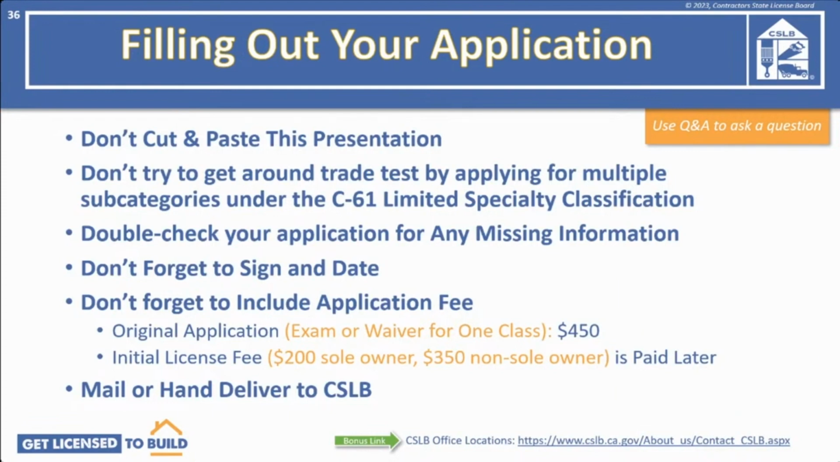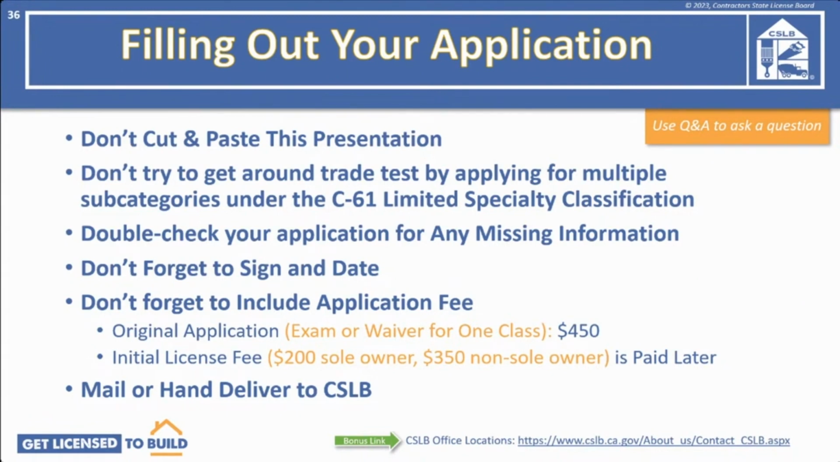One other note, CSLB gets more than 1,000 applications each month, so our application processing staff has seen it all. We've got 2 pieces of advice. First, don't cut and paste from this presentation. Also, don't try to get around having to take a trade test by applying for multiple subcategories under the C61 Limited Specialty Classification.